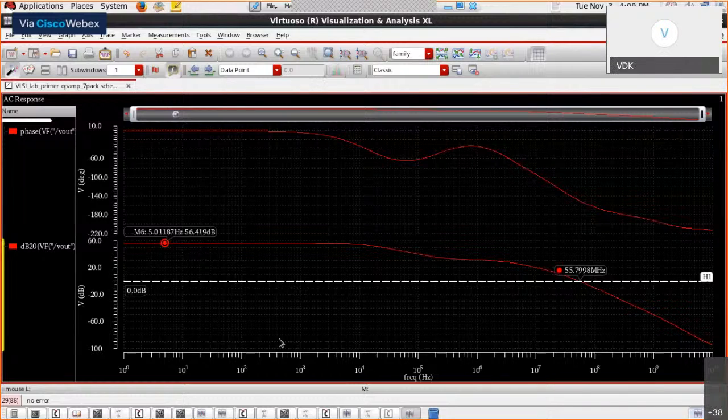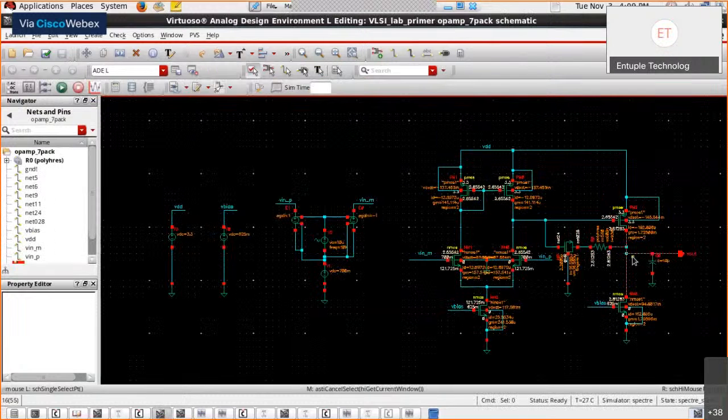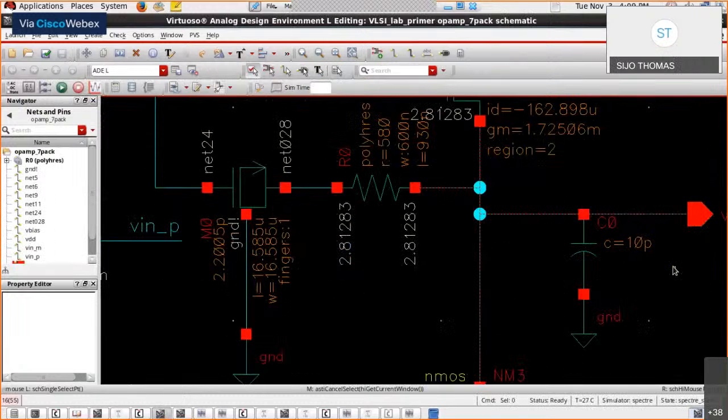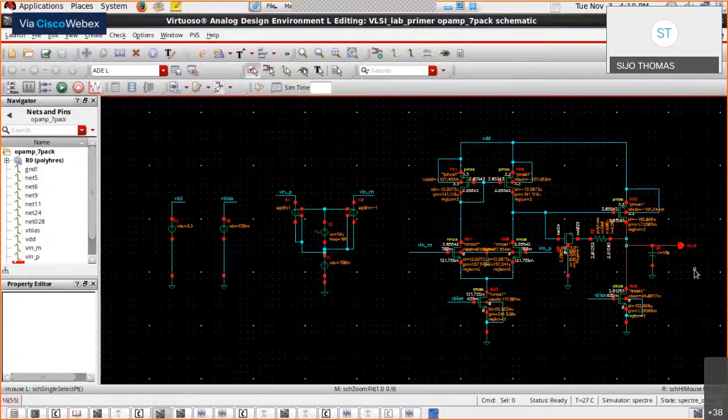We wanted 10 megahertz, right? Yes, sir. Less. Getting larger. Yes. Have we connected the capacitance correctly? Load capacitance? Just check in the schematic. Yes, sir. Okay, that's good enough. Yes.